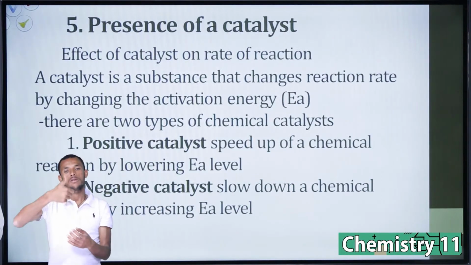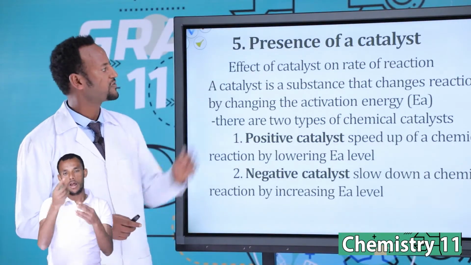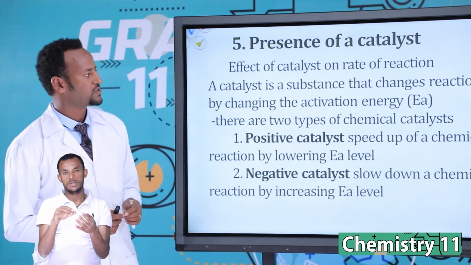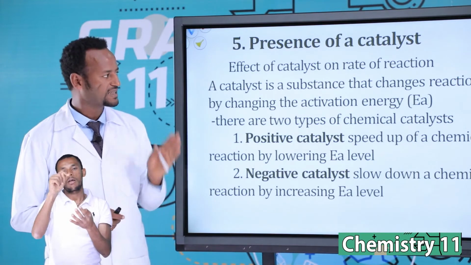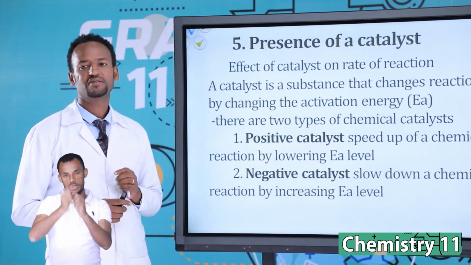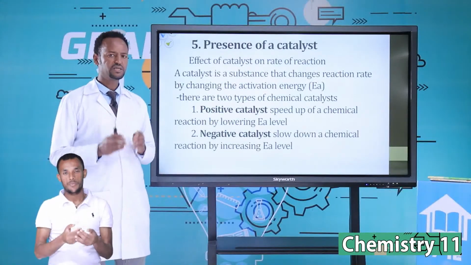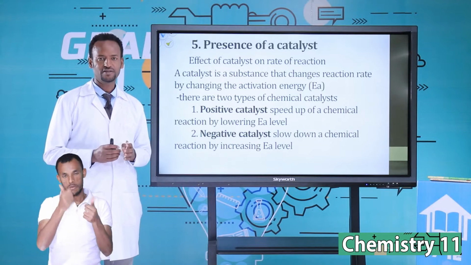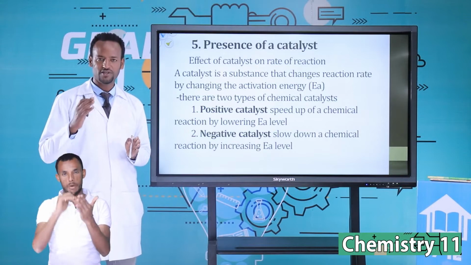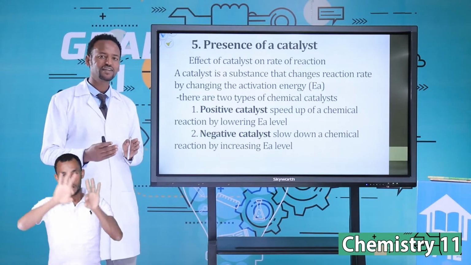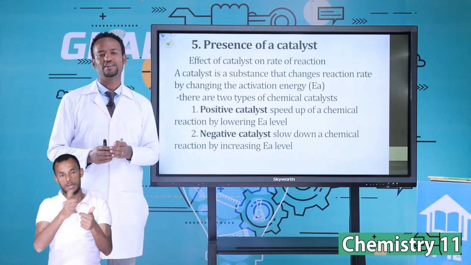The other one is a catalyst. The presence of a catalyst affects the rates of chemical reactions. A catalyst is a substance that changes the reaction rate by changing the activation energy. Students, do you know what I mean by activation energy? Activation energy is the minimum amount of energy required to start a given chemical reaction. Therefore, catalysts affect the activation energy.